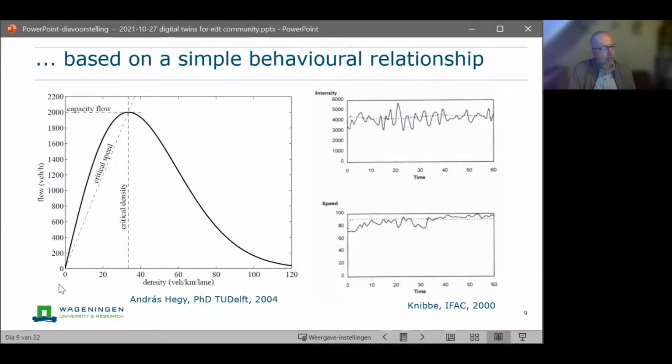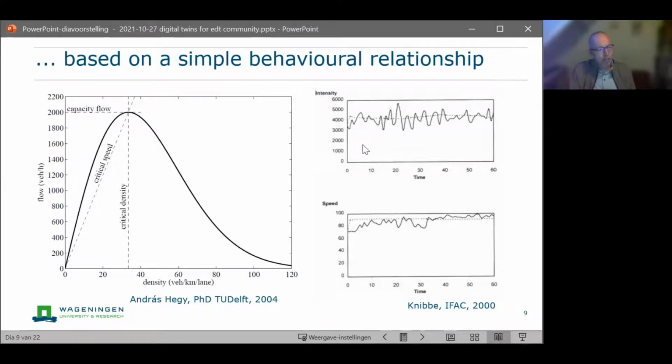And up to a certain density, the flow is increasing, but when there are too many vehicles on the road, the flow is decreasing again. And this is a very simple relationship of a pretty complex phenomenon, of course, because it depends on how fast people want to go and how much distance they want to keep from their predecessor. But averaged over kilometers and lanes, there is this average behavior.